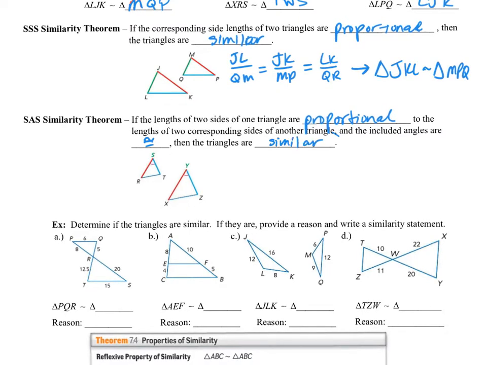Okay, so if we take a look at this example, if it were true that the red sides and the blue sides were proportional, in other words, remember proportional means equal ratios, so if the ratio of RS to XY were equal to the ratio of ST to YZ, and in addition to that we had those two pairs of corresponding sides proportional, and the included angles are congruent, so if angle S were congruent to angle Y, that would be enough to guarantee that the two triangles are similar. Triangle RST is similar to triangle XYZ.